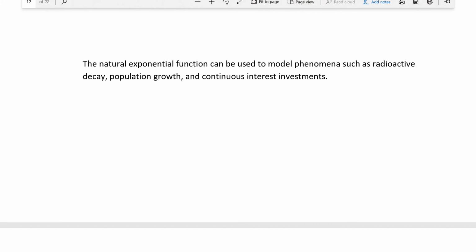The natural exponential function can be used to model phenomena such as radioactive decay, population growth, and continuous interest investments. So it's very interesting that your financial investments use e, as well as population growth and radioactive decay.